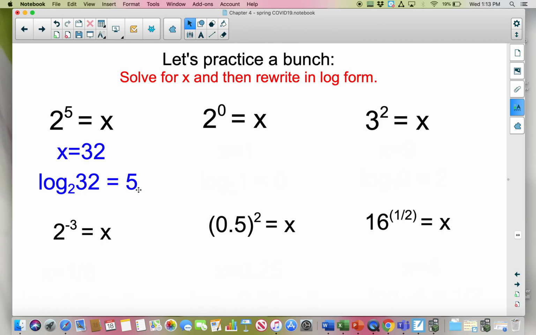And if you're more comfortable going from a log to an exponent, then just check it. Do your loop. 2 to the 5th equals 32. So it's just backwards thinking.